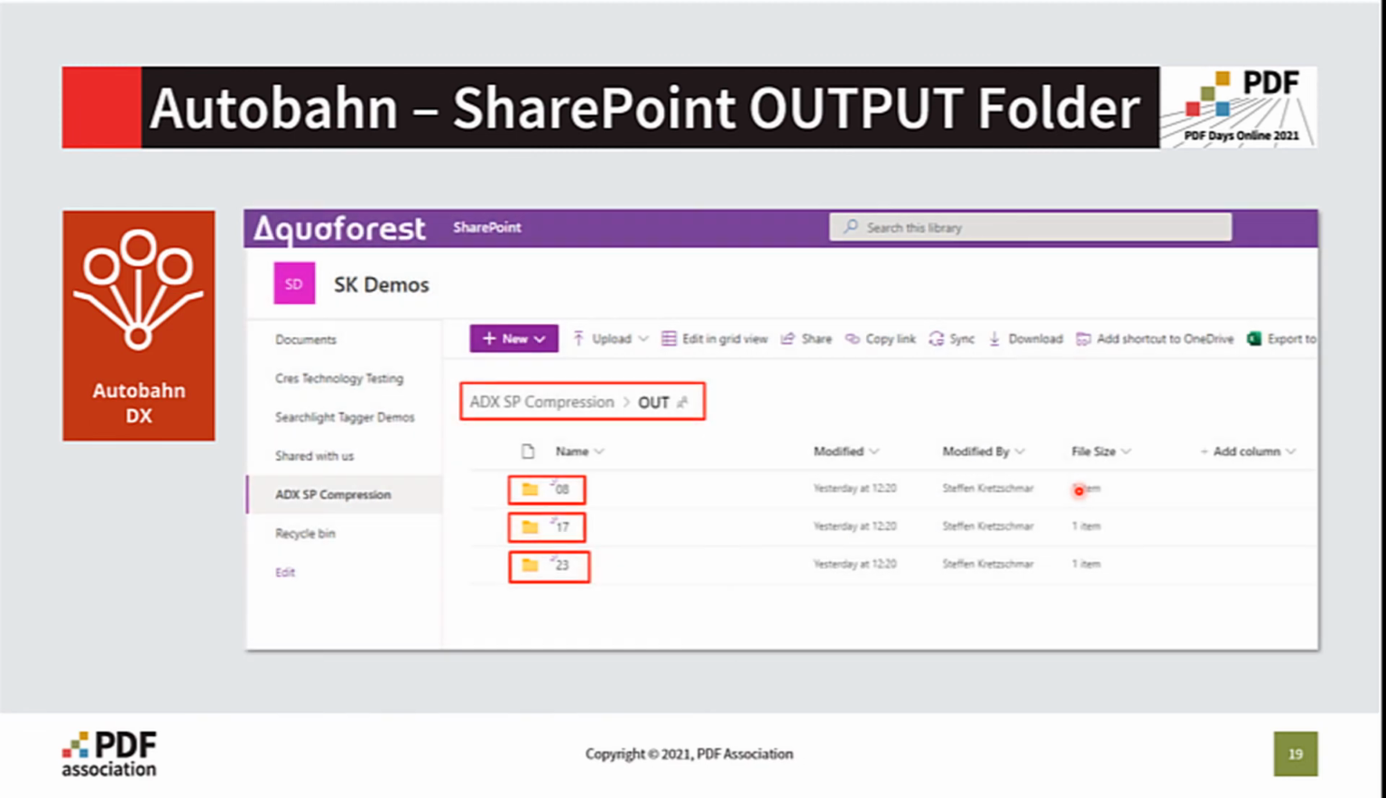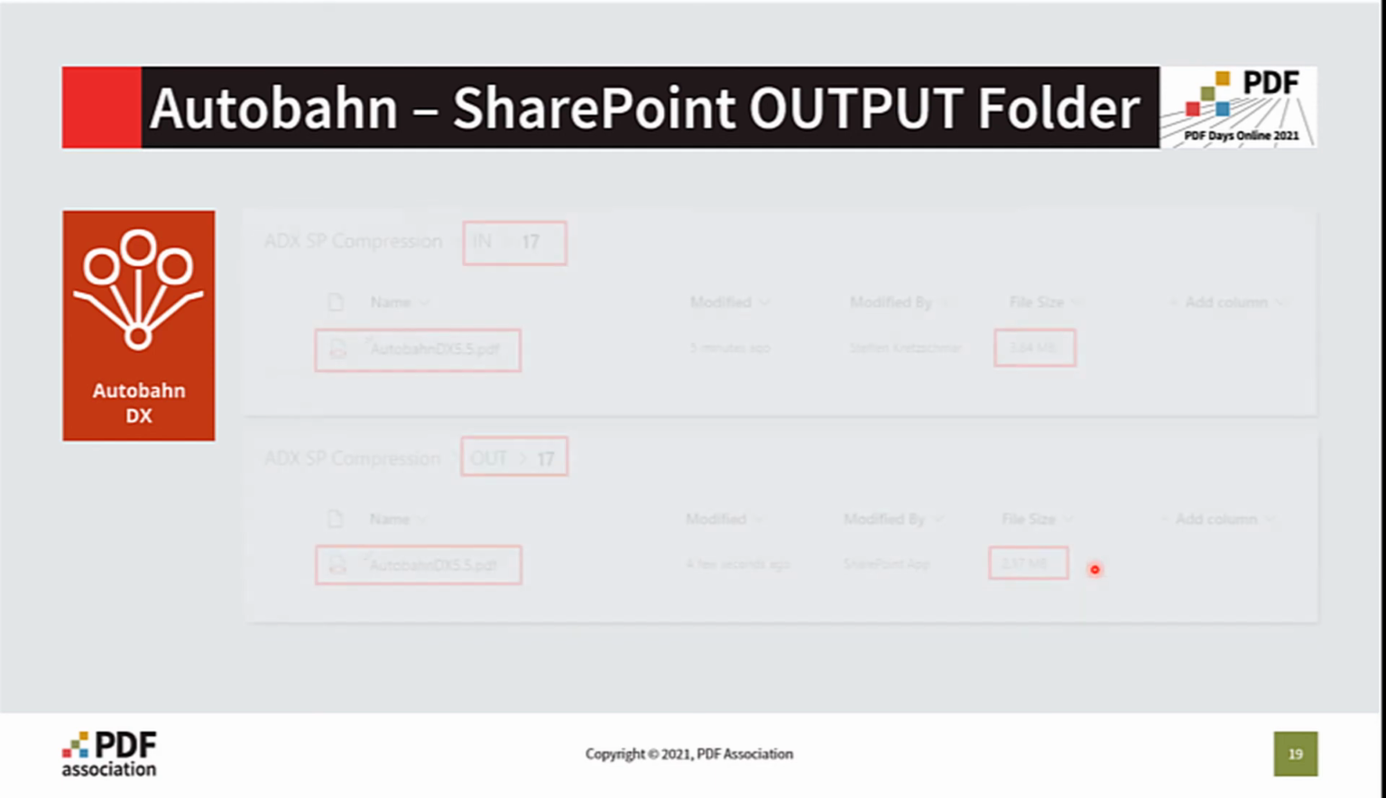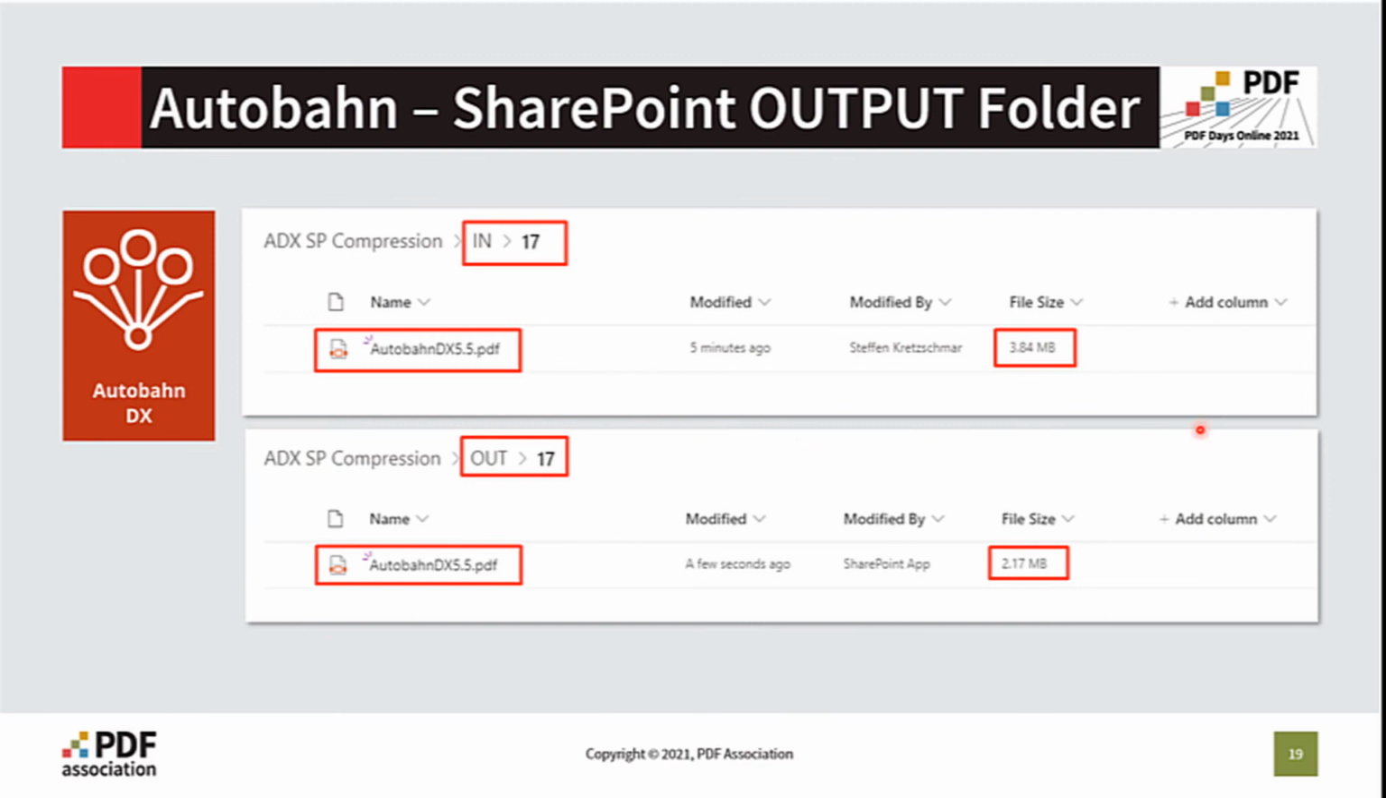Quick look at the output location itself. As we said, it's called out, with the same folder structure underneath. And if we look in the folder of employee number 8, the cloud report has been compressed from 14.1 to 5.3 megabytes, and the reference guide from 3.8 to 2.17.